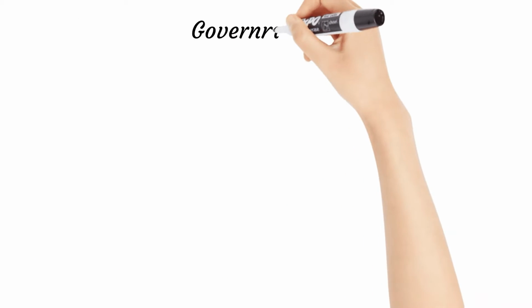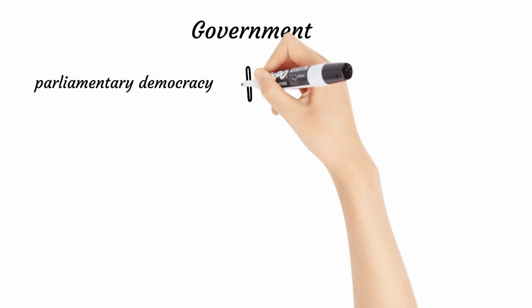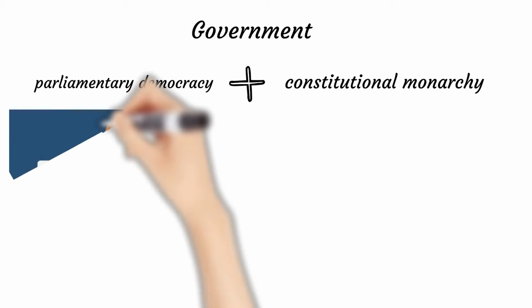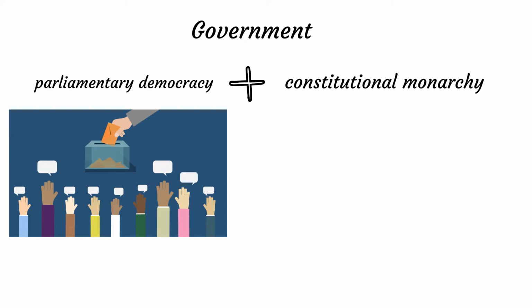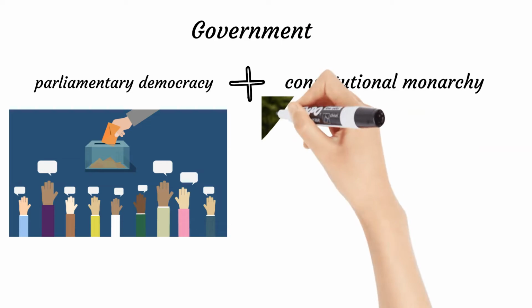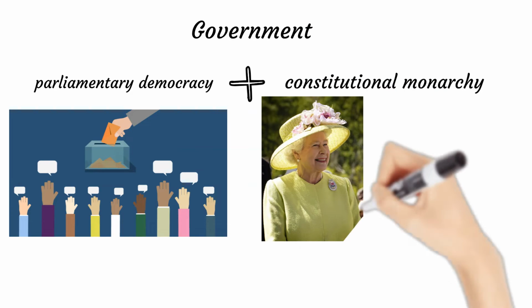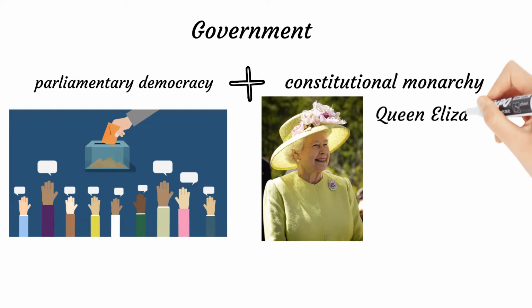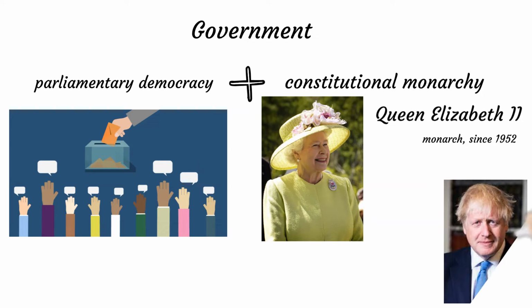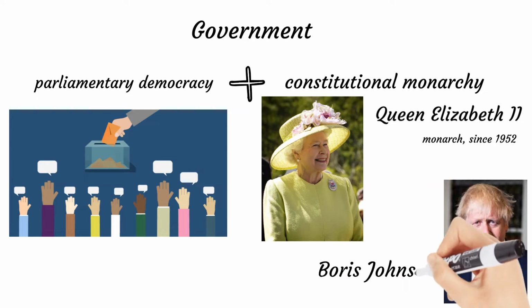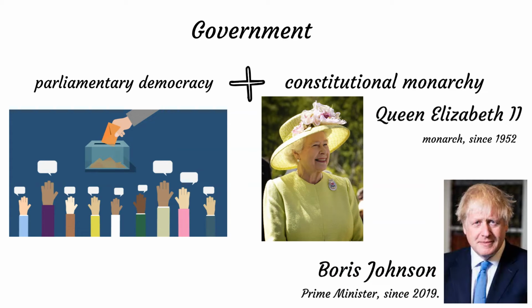Britain's government is both a parliamentary democracy and a constitutional monarchy. This means the people elect a parliamentary body to help run the government. They also have a monarch. Since 1952, Queen Elizabeth II has served as the reigning monarch. Because of the Constitution, the monarch has limited governing power. The leader of the government is the Prime Minister, who heads the executive branch of government. Boris Johnson is currently the Prime Minister, in this position since 2019.